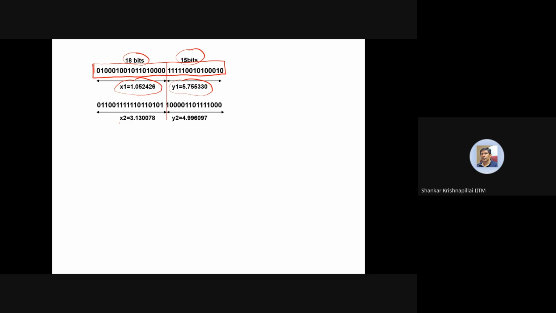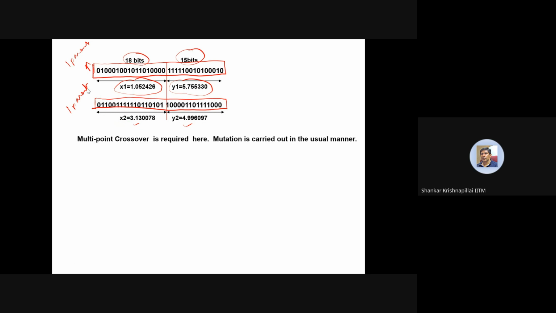The next population member is x2 equal to 3.13 something and y2 equal to 4.99 something. So these two bit strings are stuck together. X1, Y1 bits are stuck together to form a single bit string. Okay, so this is one parent. This is another parent. So how do you do the crossover of these parents?